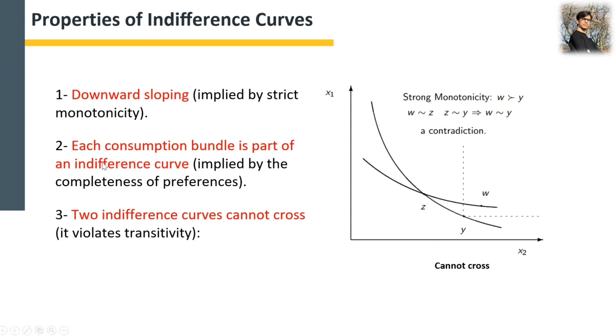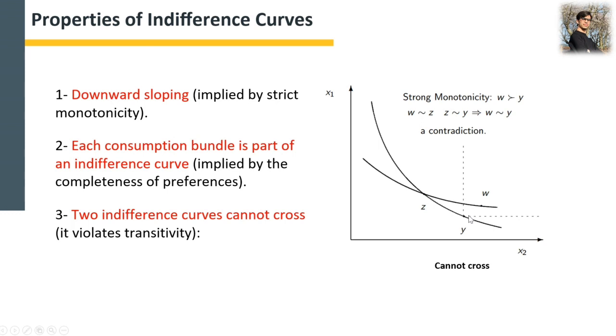The second property of the indifference curve is that each consumption bundle is part of an indifference curve, implied by the completeness of the preference relation. So each point on a specific indifference curve has an indifference relationship. For example, the point y and the point z, which are located on this indifference curve, provide exactly the same level of utility. And all the points on the same indifference curve provide exactly the same level of utility.